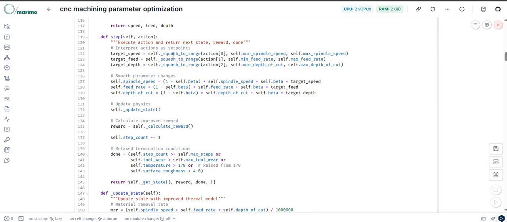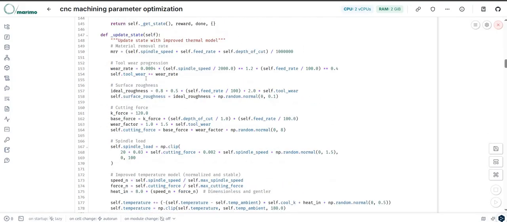After updating the parameters, the environment calls the update state function to recalculate tool wear, surface roughness, cutting force, load, and temperature. It then computes the reward and checks whether the episode should end. The conditions for termination are reaching the maximum number of steps, tool wear exceeding its limit, temperature going above 178 degrees, or surface roughness exceeding 4 micrometers. At the end, the function returns the next state, the reward, a flag for whether the episode is done, and an empty dictionary for compatibility.